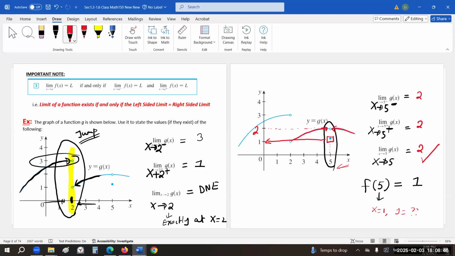However, the limit and the y value are not the same. So when the limit and y value are not the same, we say our function is not continuous. In order to have a continuous function, the limit and the y value must be the same number. So this function is not continuous. We are going to learn more about continuity in section 1.5 or something. But right now, I'm just introducing you to the concept of continuity.